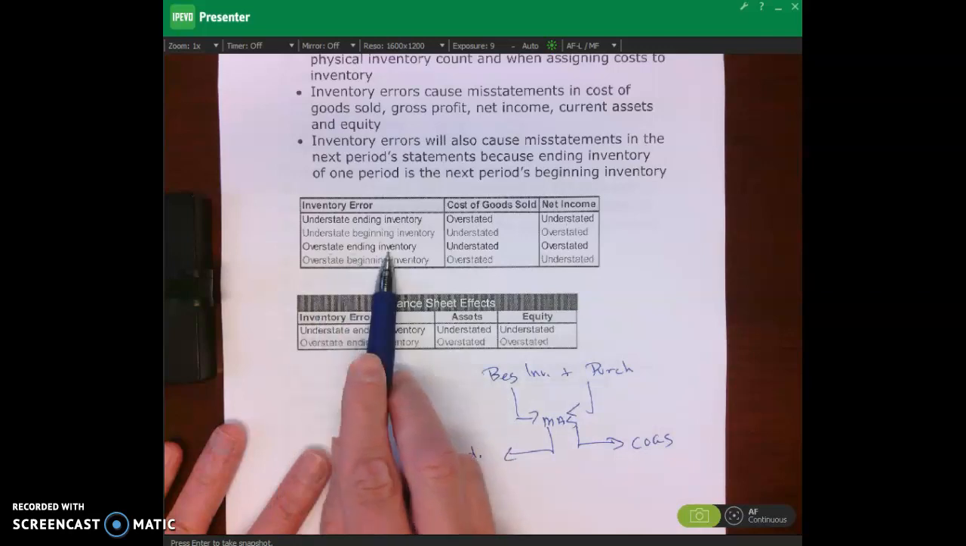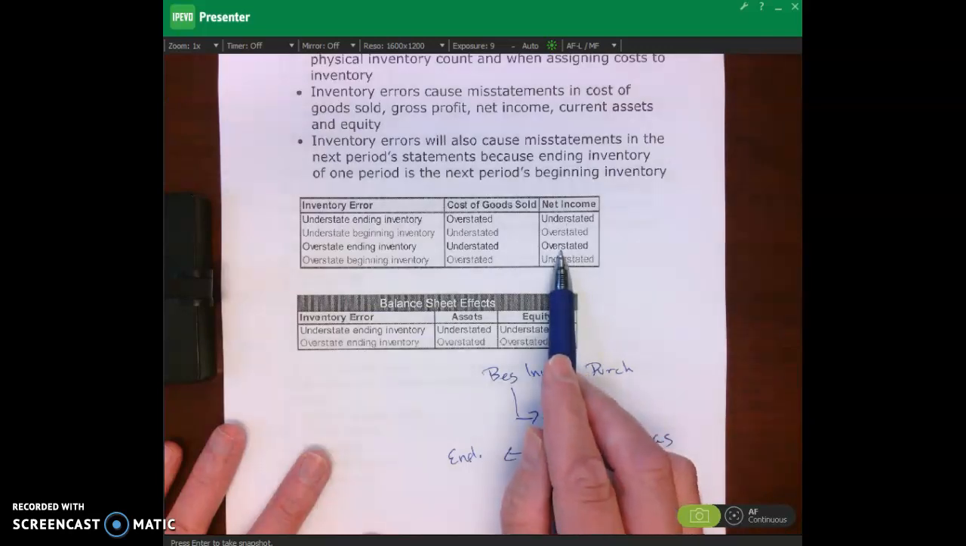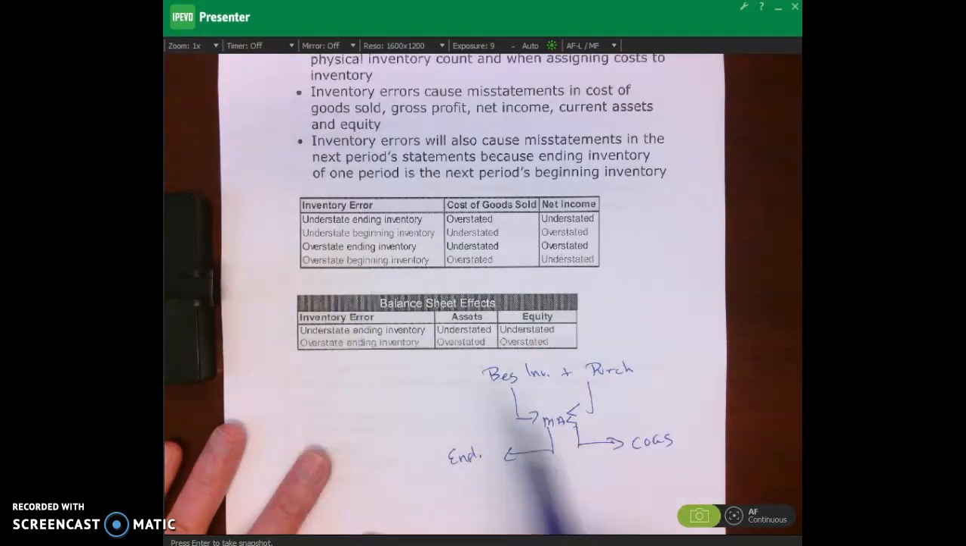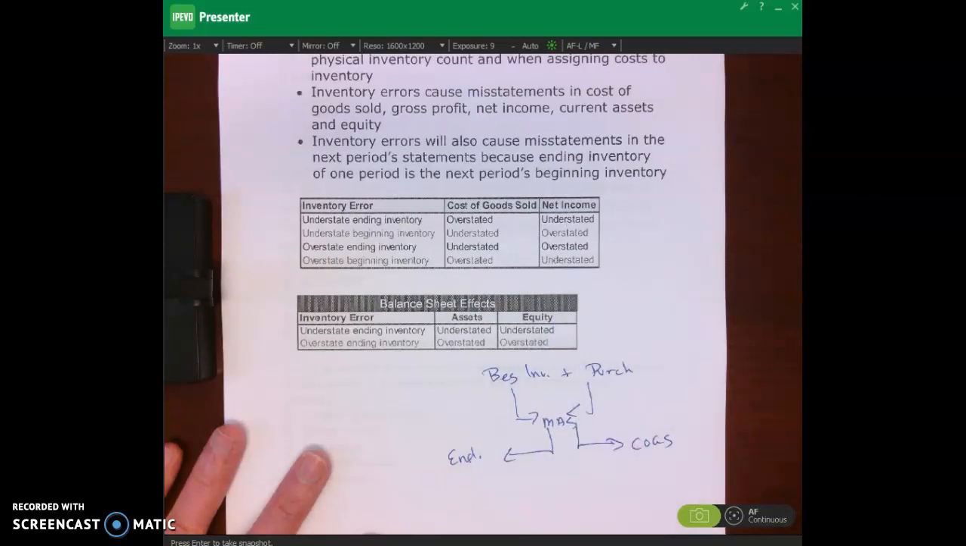If we overstate ending inventory, that means this number is too high. That means this number will be too low. As cost of goods sold goes down, what happens? Net income goes up. And then if I overstate beginning inventory, this number is too high. That means this number is too high. That means this number is too high. As cost of goods sold goes up, what happens to net income? It goes down. Okay.